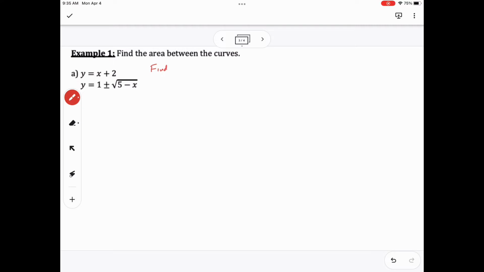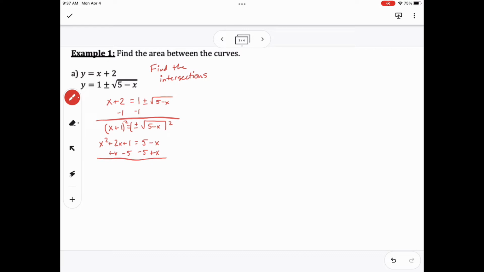So here we need to figure out what our intersections are. You can graph that and figure it out, but sometimes it's easier to just set them both equal to each other and solve for our variable, which is x. So here I set x plus 2 and 1 plus or minus the square root of 5 minus x equal to one another. Notice that it's plus or minus, so if I did these two separately, because I have to square both sides, the plus or minus actually gets canceled out, because positive is going to stay positive, a negative is going to change to a positive. So they actually become the same function, so I can do them at the same time.